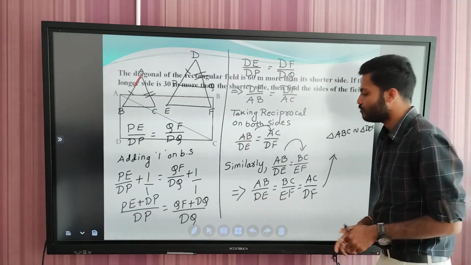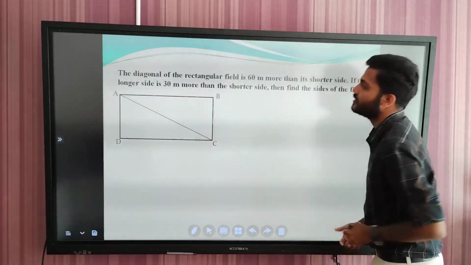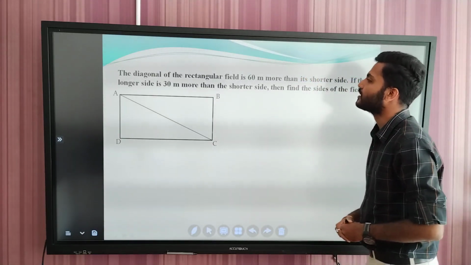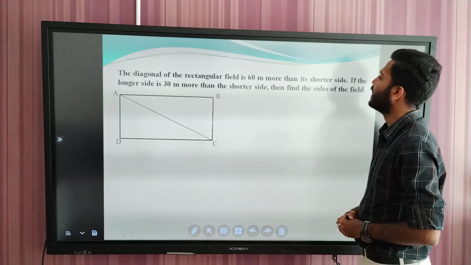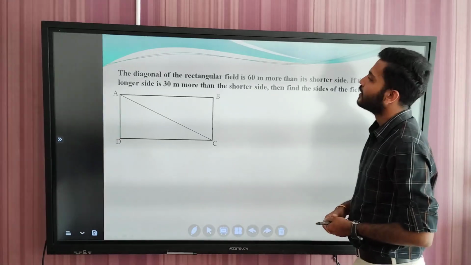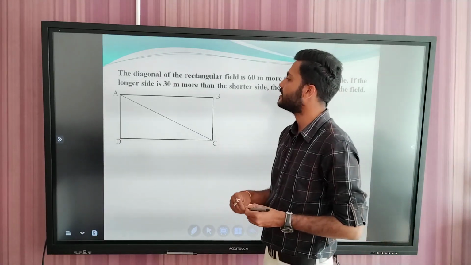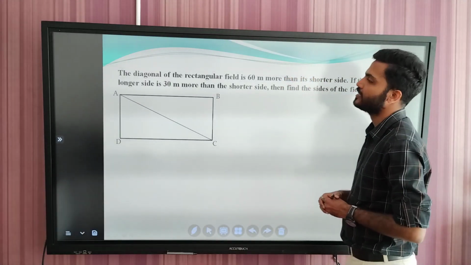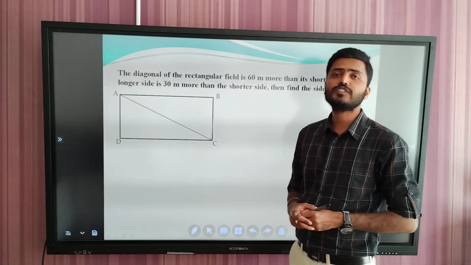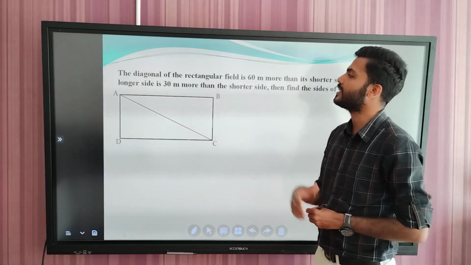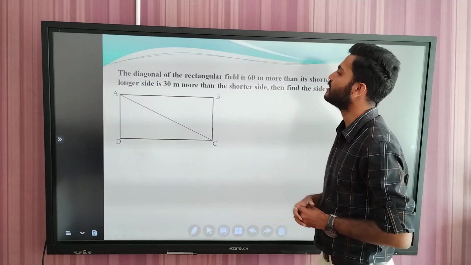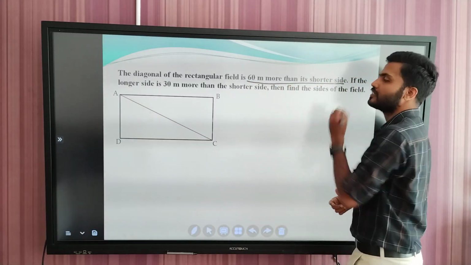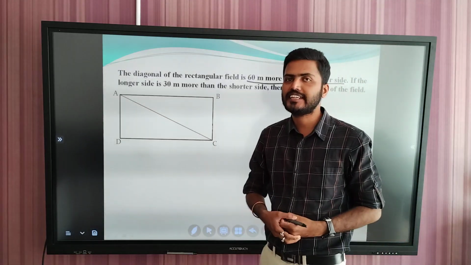So now let us move ahead to the next question, my dear students. So what does the next question tell us? The diagonal of a rectangular field is 60 meter more than its shorter side. If the longer side is 30 meters more than the shorter side, then find the sides of the field. Okay, so that is what they have told us. This is a rectangular field where the diagonal is 60 meter more than its shorter side. We do not know which one is the shorter side, correct?